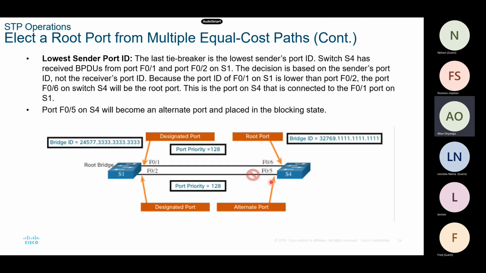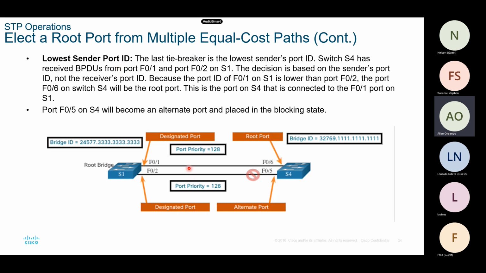The last one is now between two switches. Remember, the layer 2 loop can always form at any of these ports. So here now we are going to use something called the lowest sender's port ID. We talked about the sender's bridge ID. Now we're going to talk about the lowest sender's port ID here.